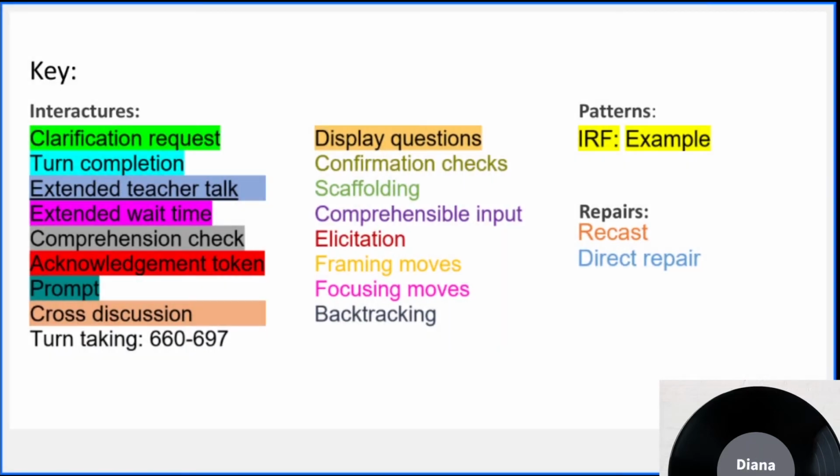This is the colorful key. It doesn't include all the interactors, patterns, and repairs that we read in the Walsh glossary because not all of them were presented in the observed class.